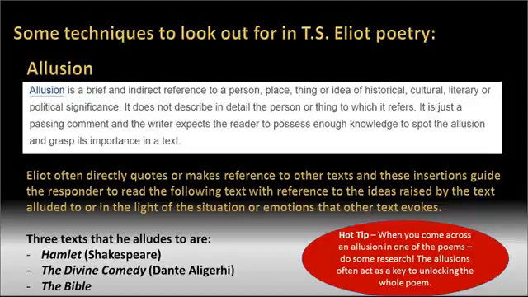So the first one is allusion. Allusion is a reference to something that's come previously. As I said before, T.S. Eliot was an extremely erudite poet. He was very, very well educated in the extreme. And there is an expectation that the people who are going to appreciate his poetry are also going to be that educated. So he makes allusions to all kinds of literature that's come before.